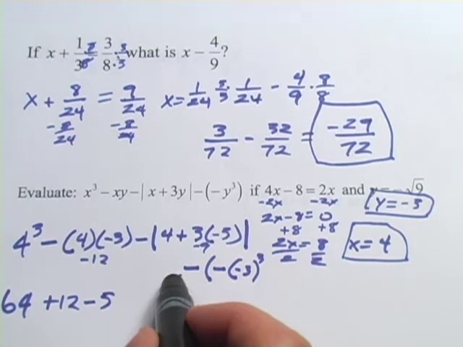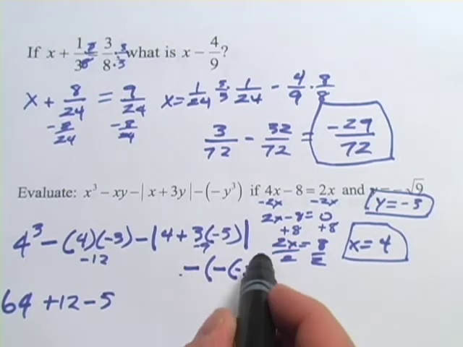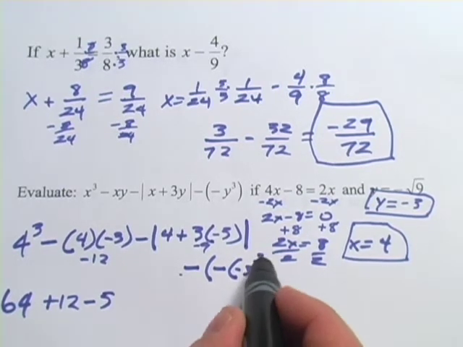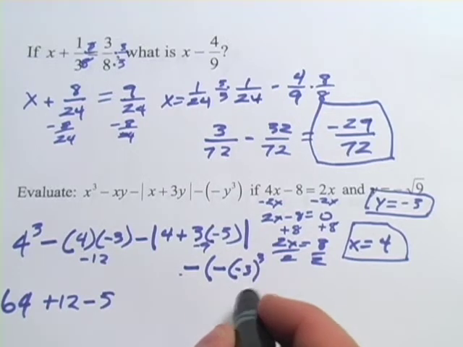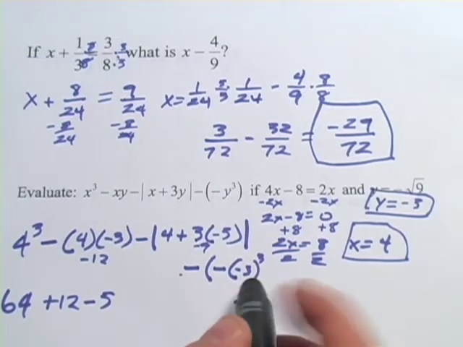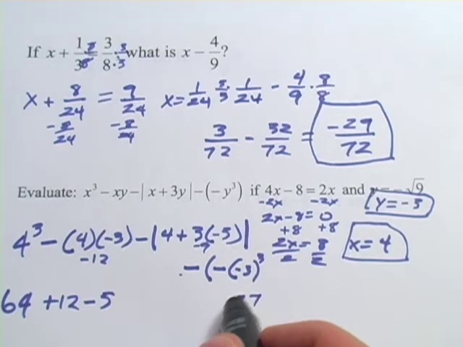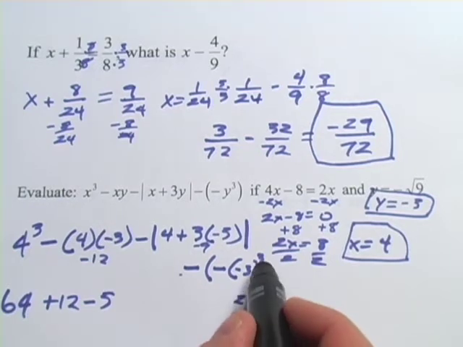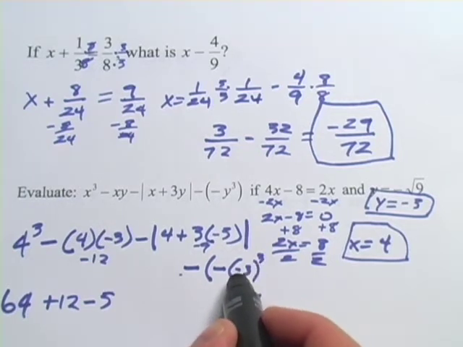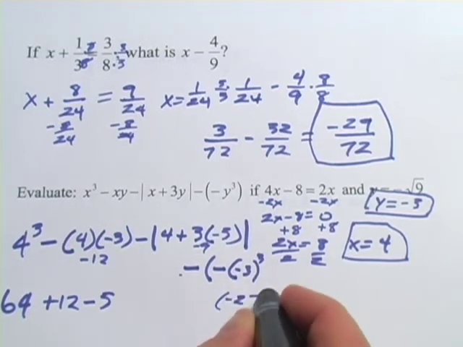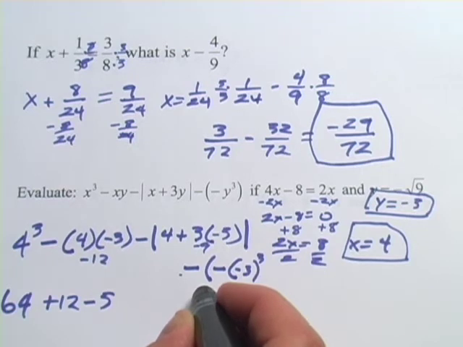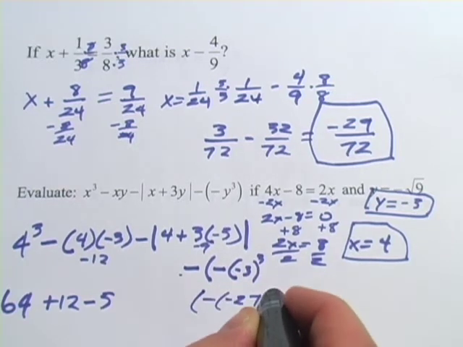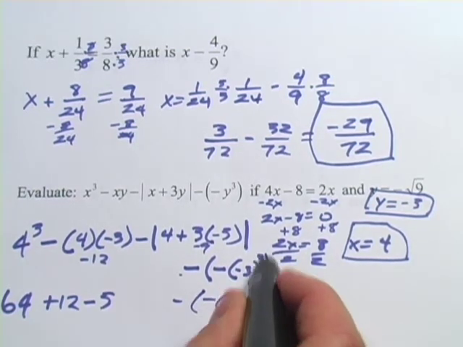And then we have this whole chunk here, minus a negative 3 cubed. Well, what's negative 3 cubed? Well, 3 cubed is 27. When you cube a negative number, you keep the negative sign. Odd exponents, the negative sign stays. Even exponents, it becomes positive. So that's a negative 27 in there, but we have a minus and a minus. I think I forgot a parentheses there.